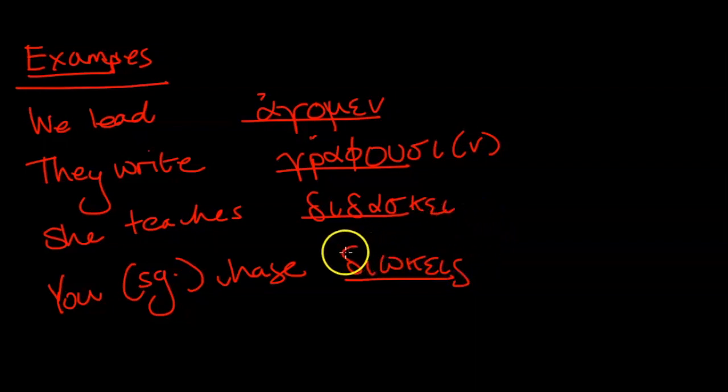Sorry, I don't think I mentioned, but first person singular is I, second person singular is you, third person singular is he, she, or it. First person plural is we, second person plural is also you, and finally third person plural is they.